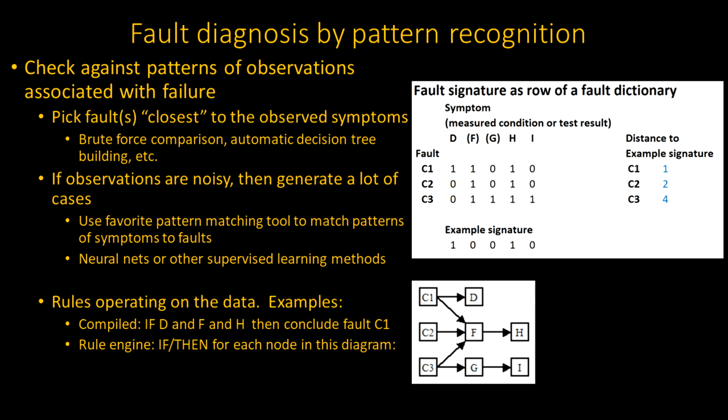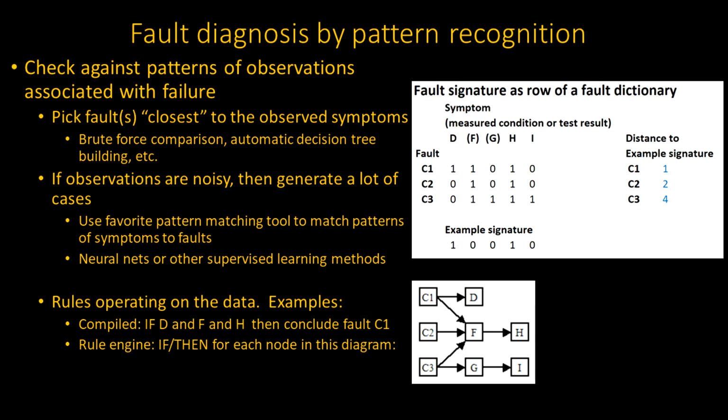matching. More generally, especially if your observations are noisy, you might want to go back to the numerical variables themselves that are ultimately generating these observations and just run through a whole lot of cases. Use your favorite pattern matching tool to match patterns of symptoms to faults. You might use neural nets, for example. Lots of people do that sort of thing. Other approaches, you can also use rule engines. They're not so popular these days, but for a while, people, including NASA, were using them on a regular basis.